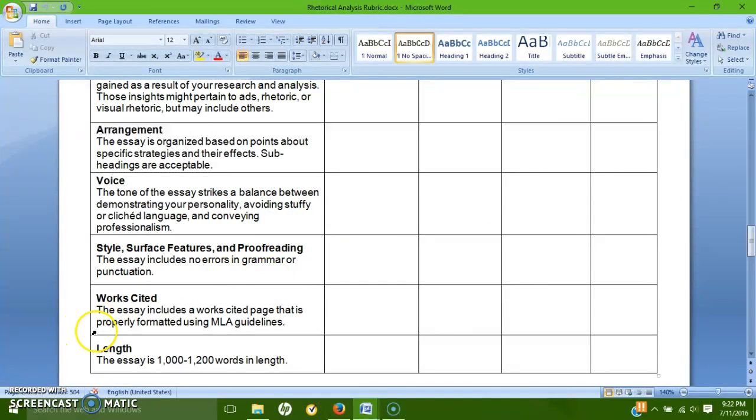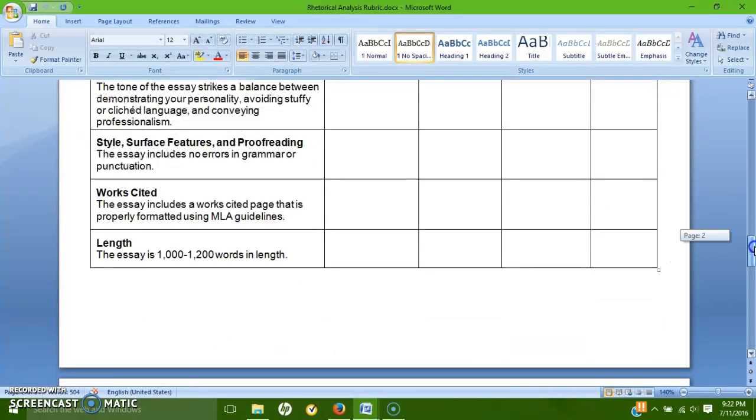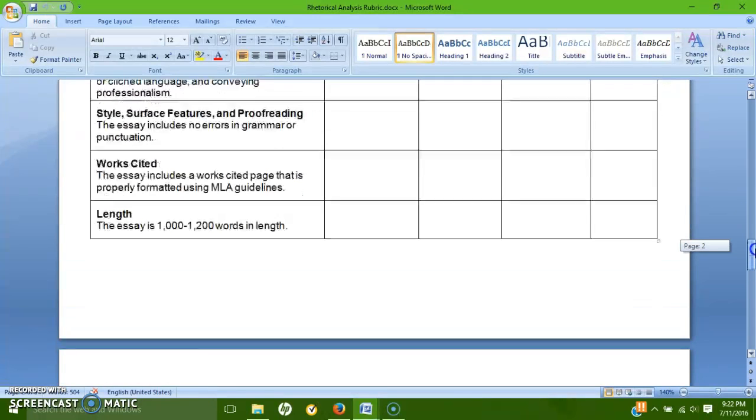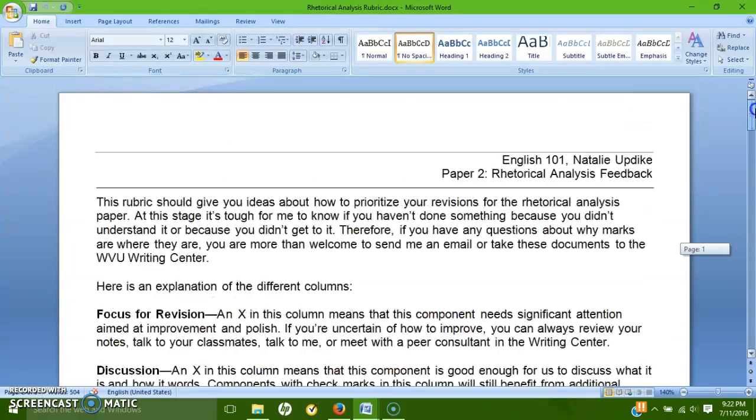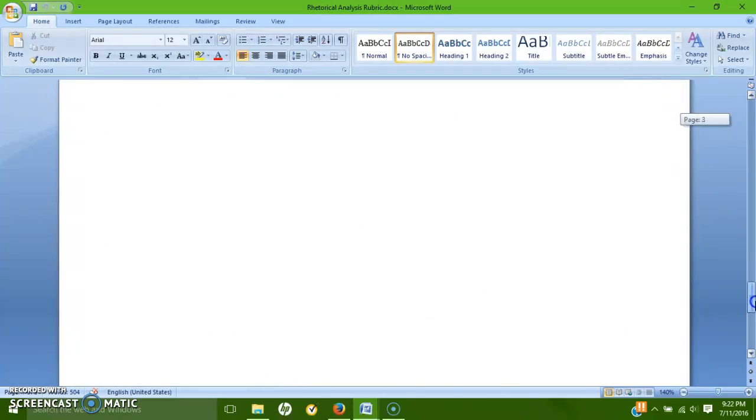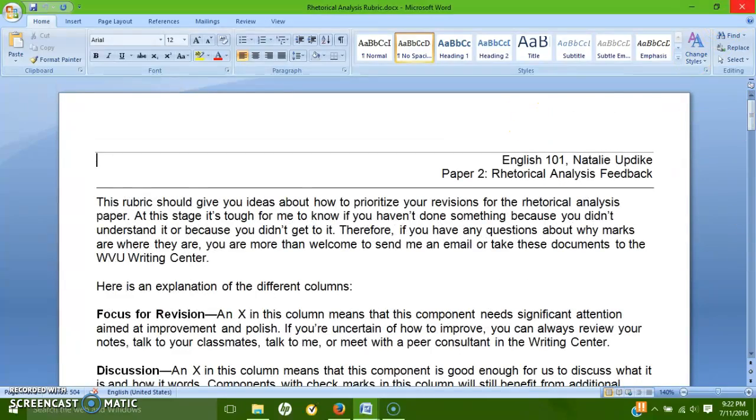This is grammar stuff, works cited, MLA guidelines, 8th edition, and the length is a little bit shorter than the last paper. I believe I've said 1,200 to 1,500 before, and I've shortened it since then. So you can go to 1,500, that's fine. So we'll just say 1,000 to 1,500. Okay, I will provide feedback for you guys in the same way that I did for the narrative, obviously using this rubric instead, just to be clear.